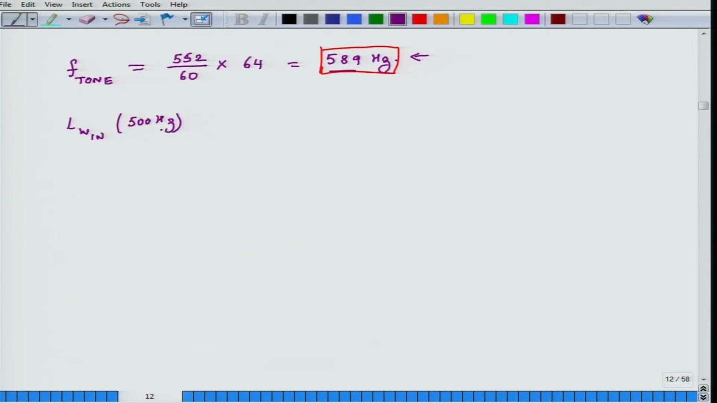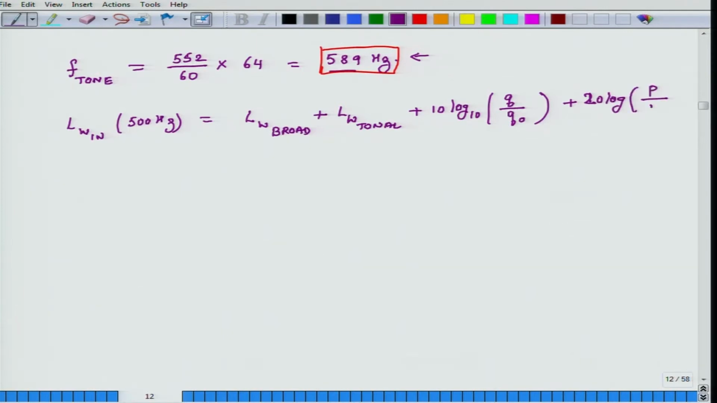And what is the relation for LW in? LW in is LW broadband plus LW tonal. LW tonal, this is the relation which I have given, plus 10 log 10 of Q over Q naught plus 20 log 10 of P over P naught.